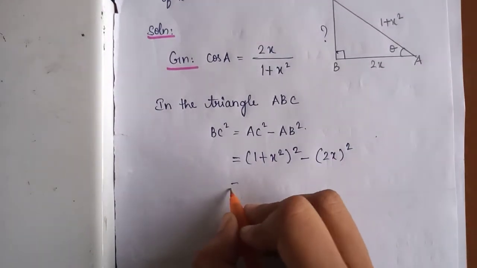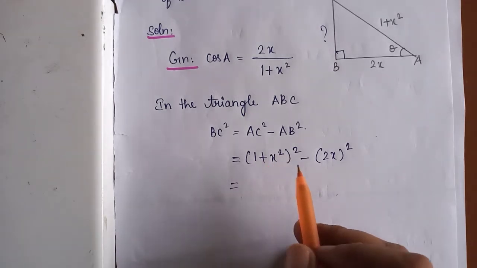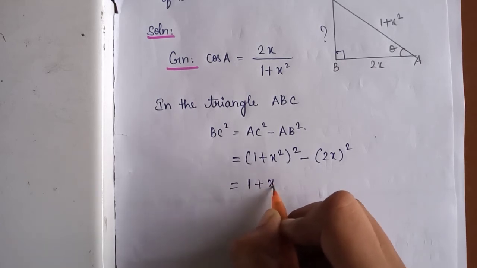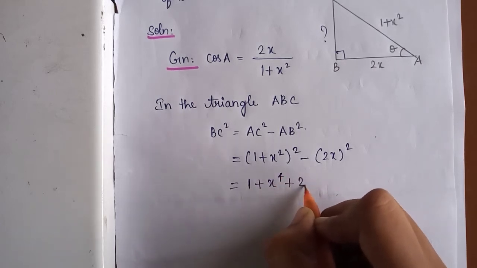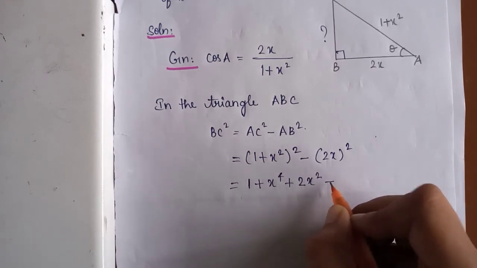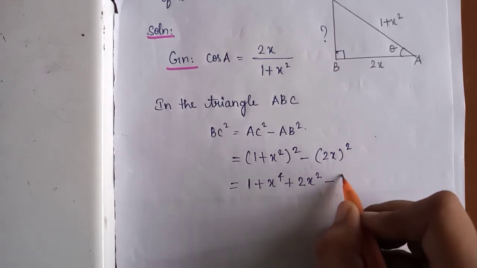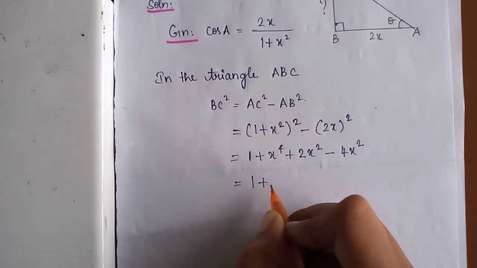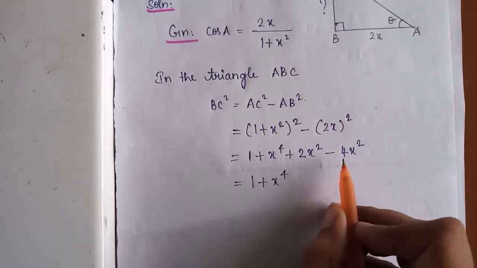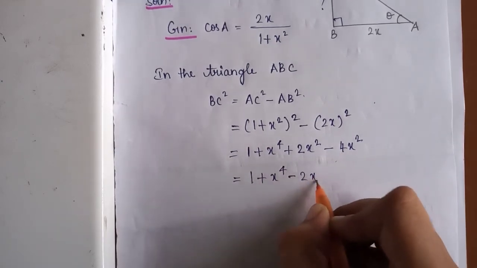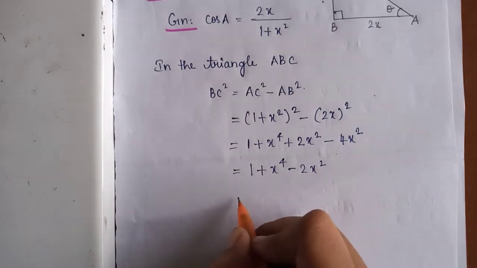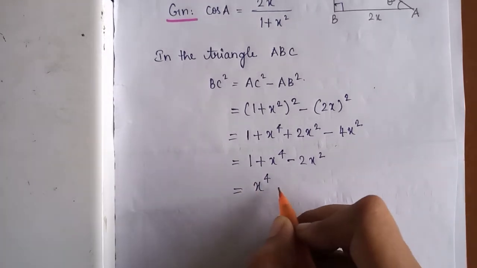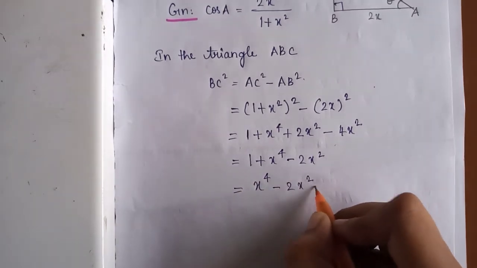The value of AC is 1 plus x square the whole square minus AB is 2x, that is 2x the whole square, which is equal to, now we have to use the a plus b whole square formula, that is a square, 1 square is 1 plus b square is x power 4 plus 2ab, that is 2x square, minus 2 square is 4, so 4x square, which is equal to 1 plus x power 4 plus 2x square minus 4x square is minus 2x square, which is equal to, we have to write it in standard form, x power 4 minus 2x square plus 1.